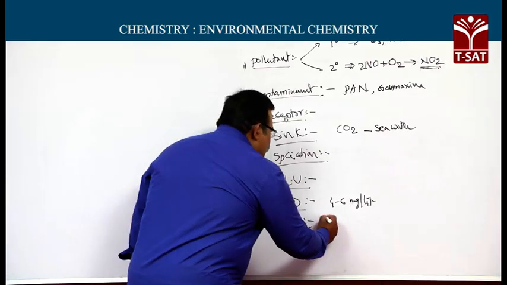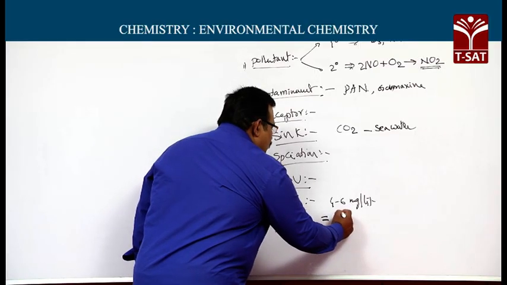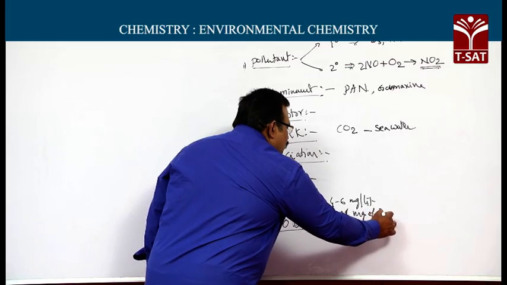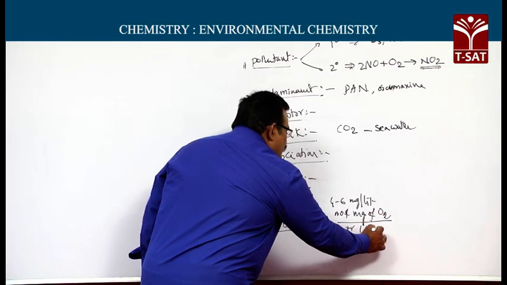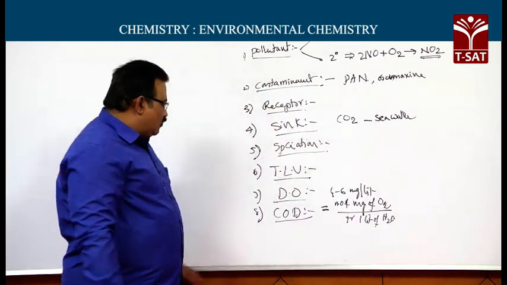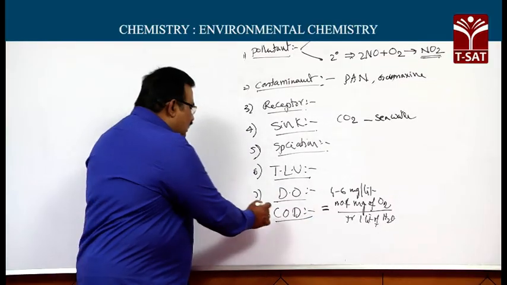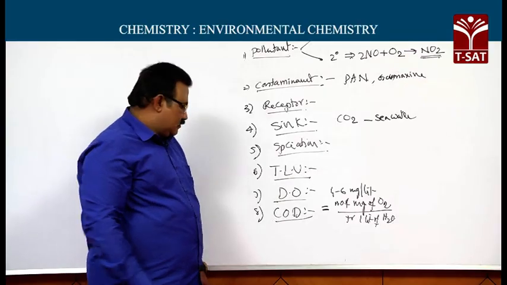COD is nothing but the number of milligrams of O2 for 1 liter of water sample. The COD value is calculated by using this expression. The greater the COD, the greater the water pollution.